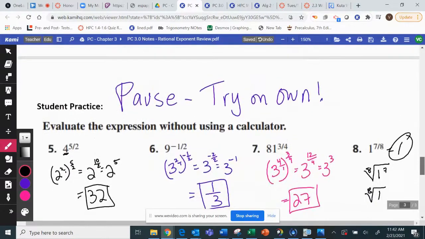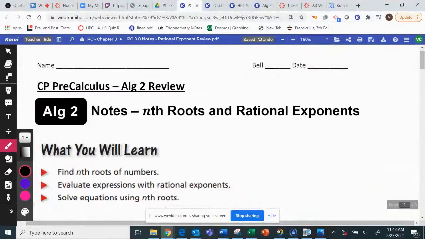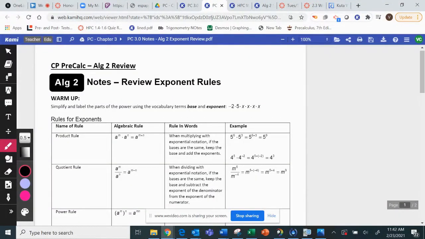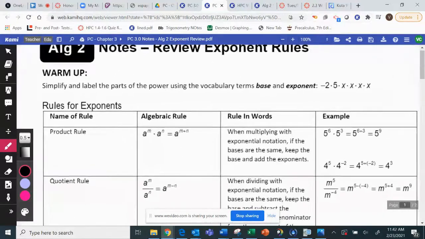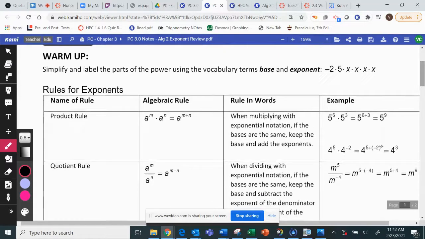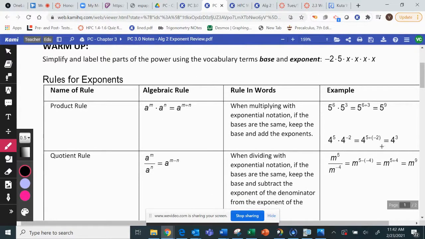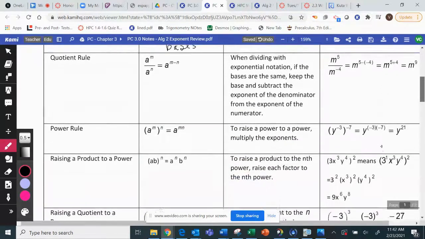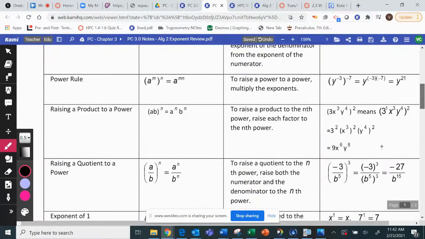Okay, so that's the first worksheet. And then the second worksheet is just exponent rules in general. And I kind of went over some of these in the first part of the video, but every single rule that we have for exponents is written out here. Like the product rule, when we are multiplying same bases, then we add the exponents. If we are dividing same bases, we subtract the exponents. These are all rules for same bases. If you do not have the same base, you cannot use these rules.